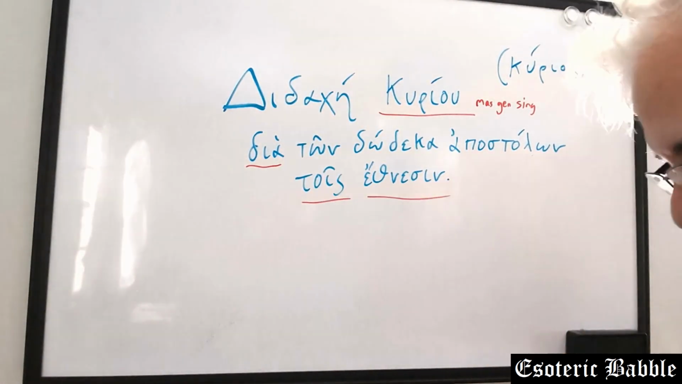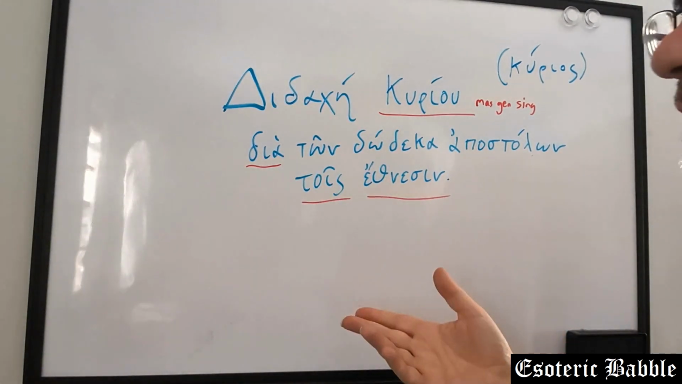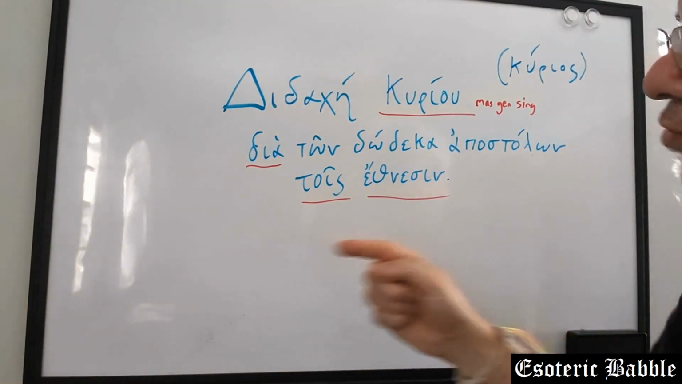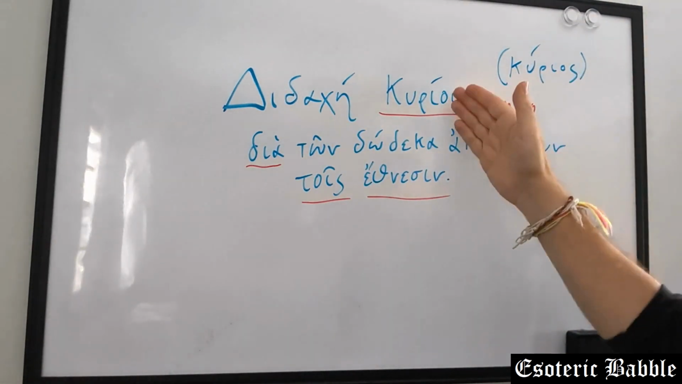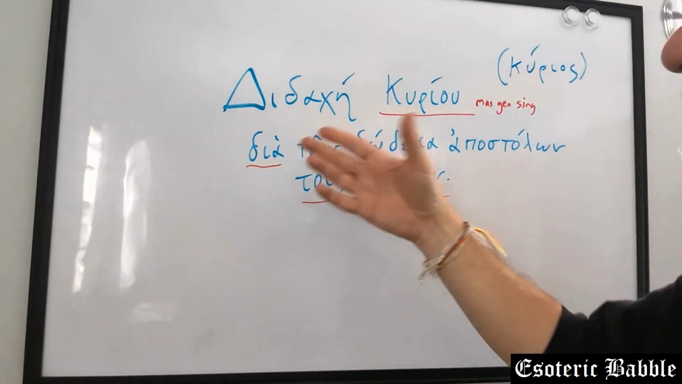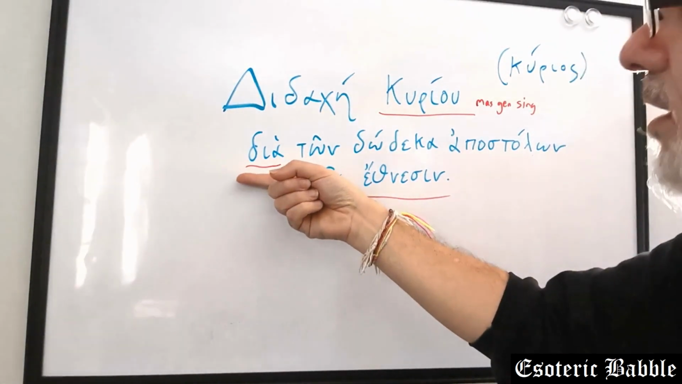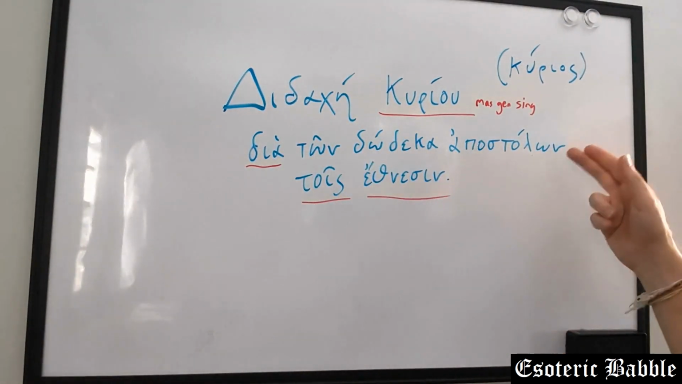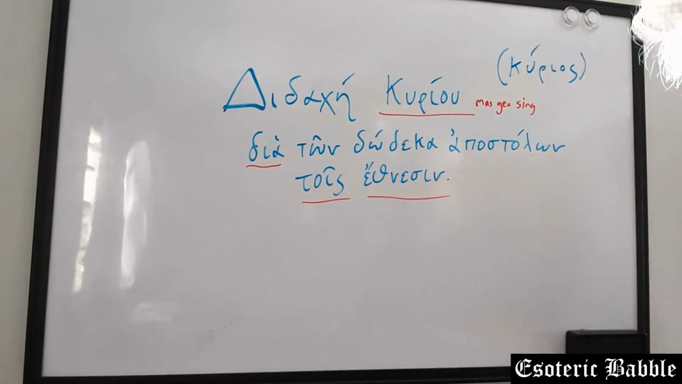Dia. Now this word comes up in an English word like diameter. You could think of it like meaning a line straight through something. So teaching of our Lord straight through, or maybe thinking of something like transmitted through ton dodeca apostolon, transmitted through the 12 apostles.